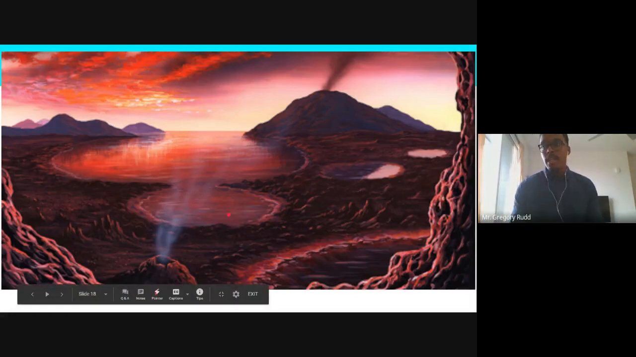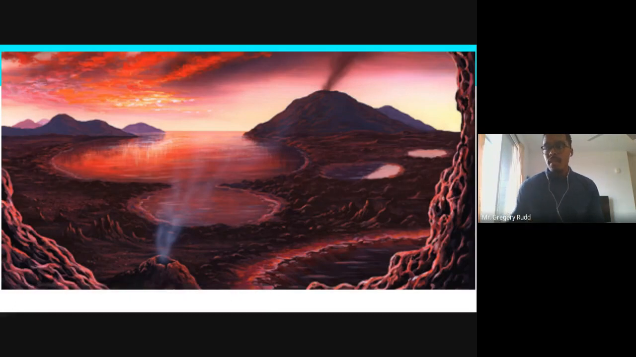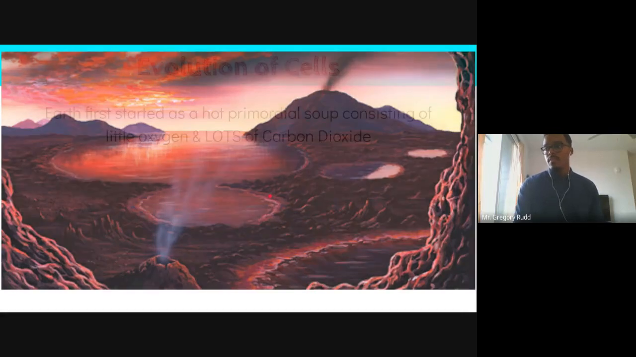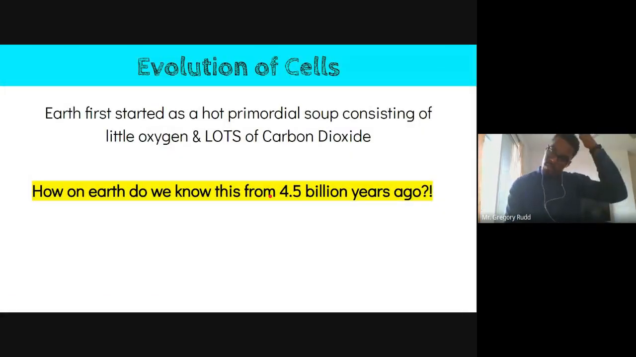So perhaps the earliest forms of life were similar, but they didn't have oxygen. So we can just imagine this barren place, nothing alive on land, very little alive underwater. Most of the planet was water, even more so than it is today. How on earth do we know this from 4.5 billion years ago? What do you all think? What are your ideas about how we know this information?